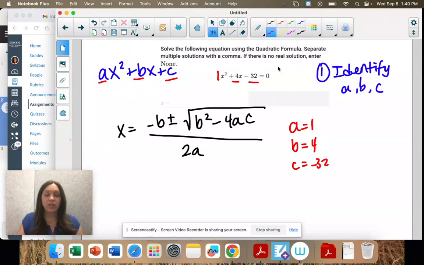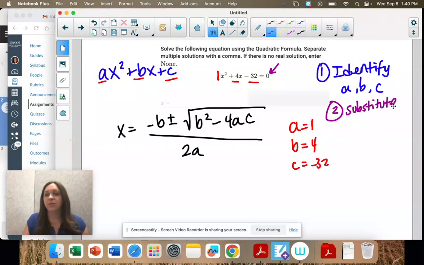And it is important that it equals 0. It does on this. It's not going to on all of them. But make sure it equals 0. Okay, step 2 is we're going to substitute all those values into the quadratic formula.